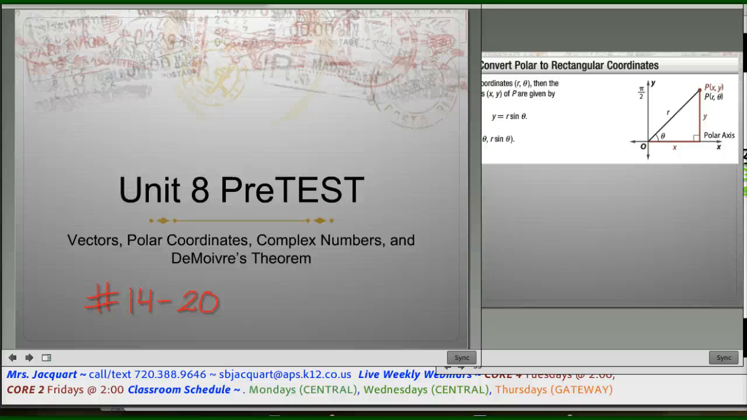Hi guys, Mrs. Jacqua. Unit 8 pretest. We're going to be looking at complex numbers and DeMoivre's theorem. Because we're on numbers 14 through 20, this is part 2. Let's go find number 14.